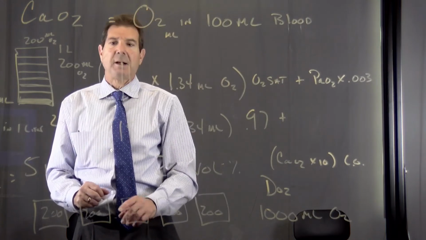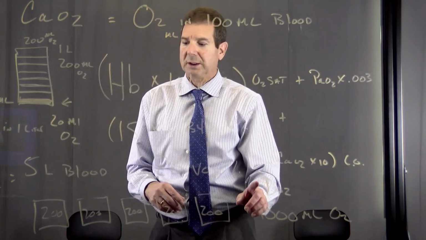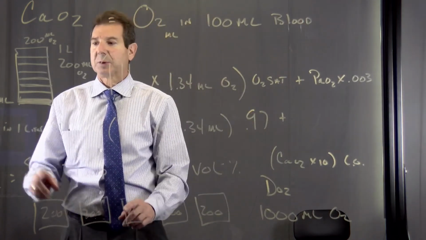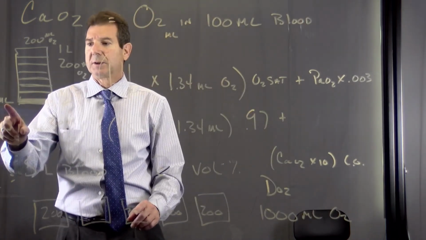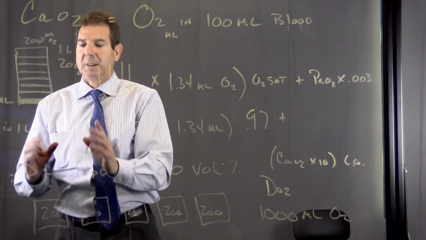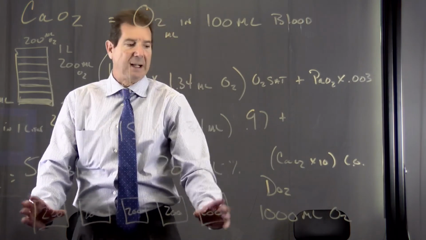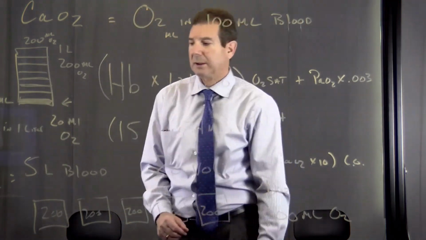Then if I want to find out how much is delivered over a minute's time, our DO2, I take my 20 volumes percent, that's in 100 milliliters, times it by 10 because that's in 1 liter, and then times that by how many liters I have, which is 5, and that gets me 1,000 milliliters of oxygen.